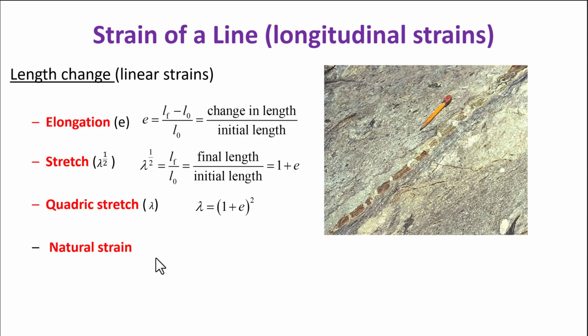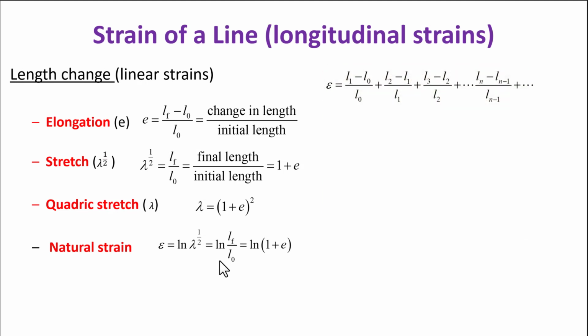There is also a fourth measurement of linear strain that is called natural strain. Natural strain is defined as the natural logarithm of stretch. So natural logarithm of final length divided by initial length. It may appear a little bit obscure why a strain should be defined as the natural logarithm of something. We can understand this definition by considering this case.